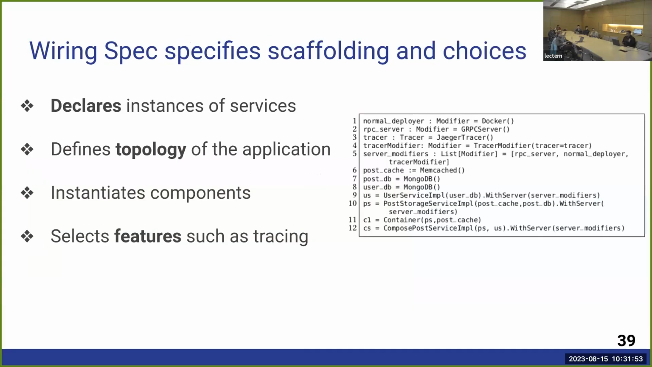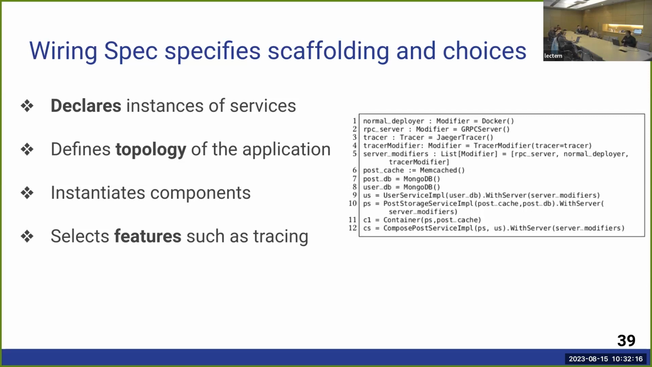In the wiring specification, we make declarations of instances. Here, line number 9 is the declaration of the user service, which takes a user database that was declared in line 8. It's basically building up your application line by line and adding features. So you can add features like RPC server.